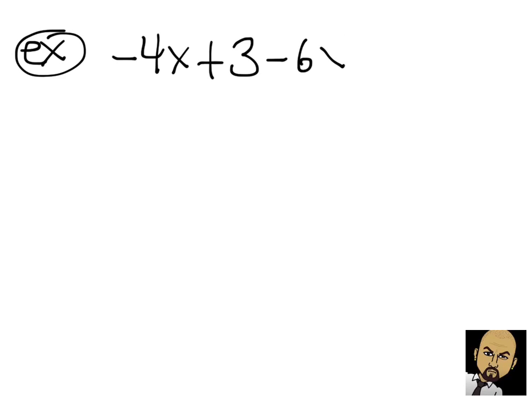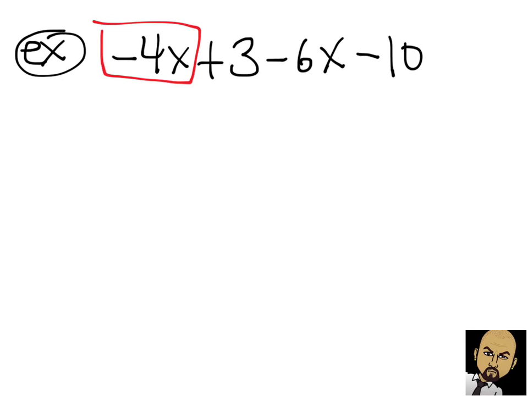So here's example number 1. We've got negative 4x plus 3 minus 6x minus 10. And what we're doing is simplifying by combining like terms. These are called expressions. There are no equations, so they're not equations. The first way I'm going to teach you is to box your terms.